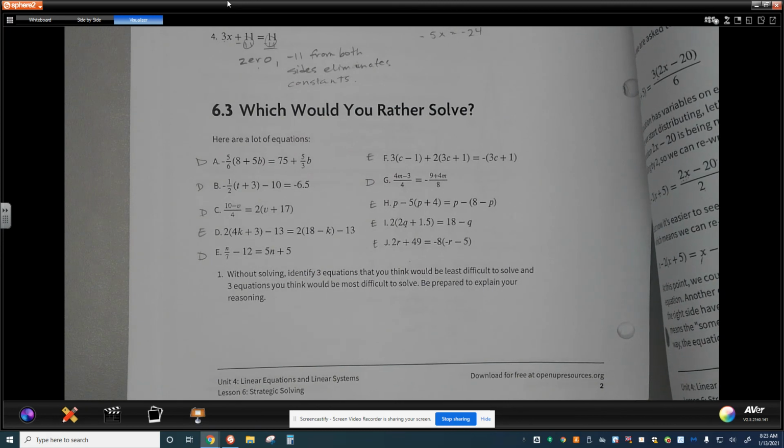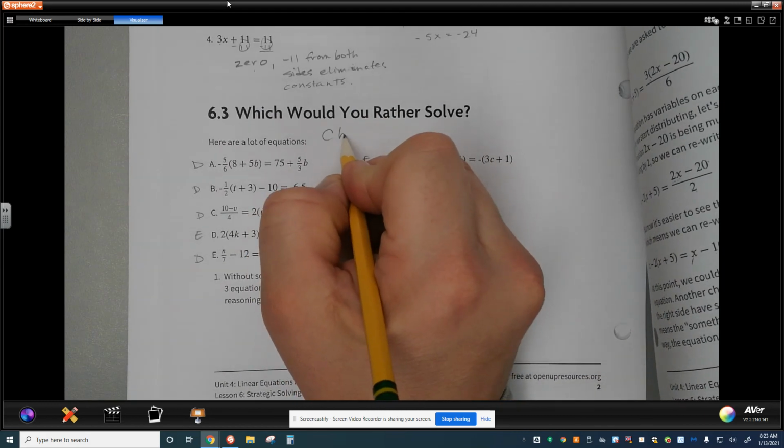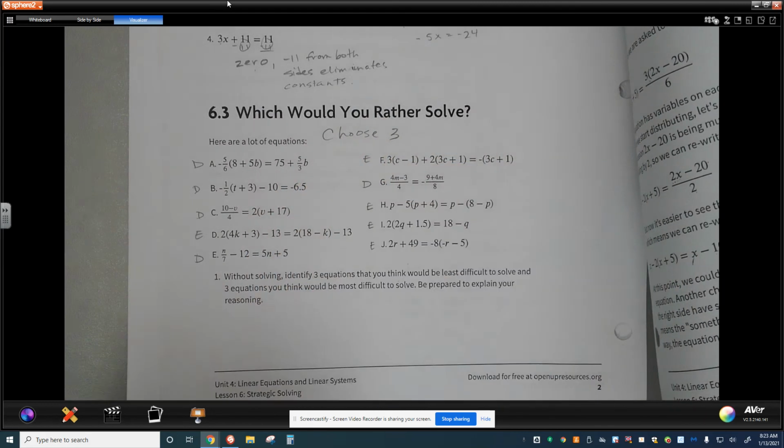So give it your best. Remember, you must choose 3. One easy, one difficult, one of your choice. Make sure you're ready to attach it.